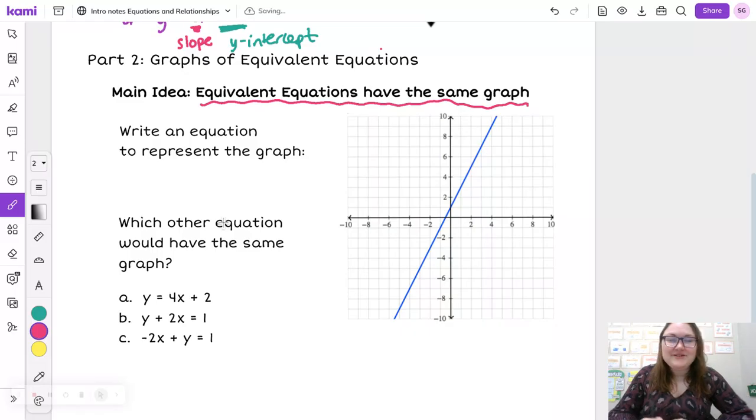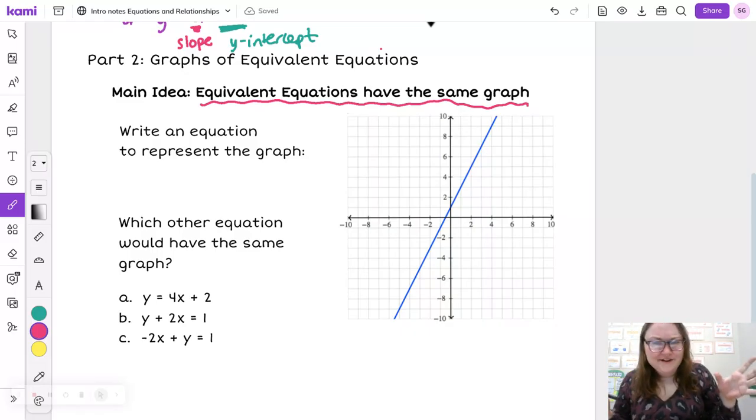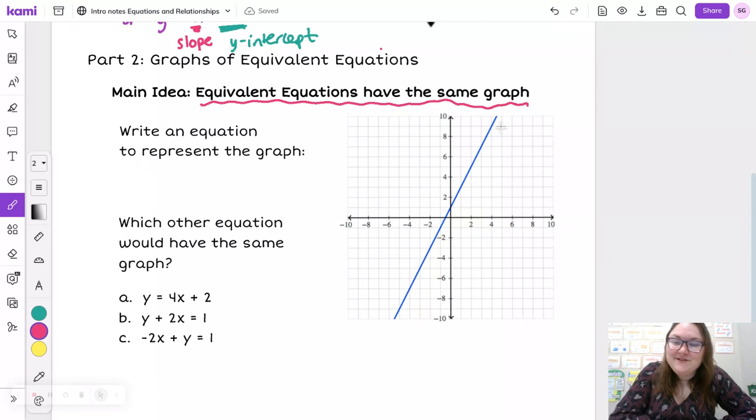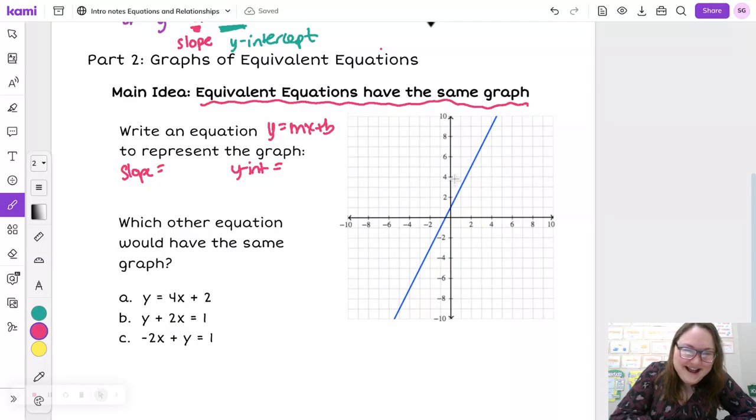We've said equivalent equations are equations that look different but represent the same story, represent the same solutions, and also represent the same graph. So for this first part, if you wanted to write an equation to represent this graph, I'm going to use that formula y equals mx plus b again, and that means I need to find my slope and I need to find my y-intercept. My y-intercept usually is easier for students to find. I go to my y-axis, and where does it cross? Right here at the number 1.